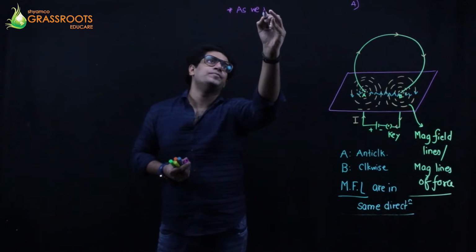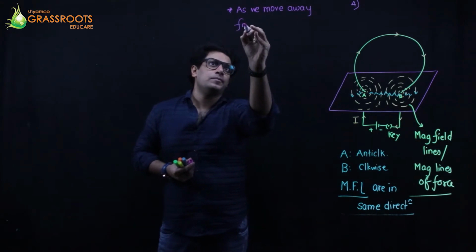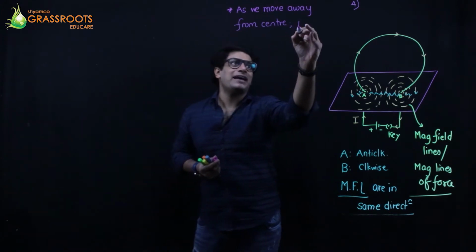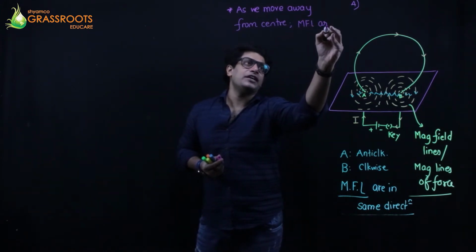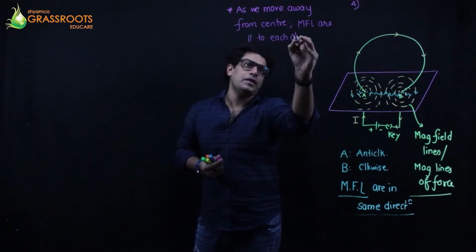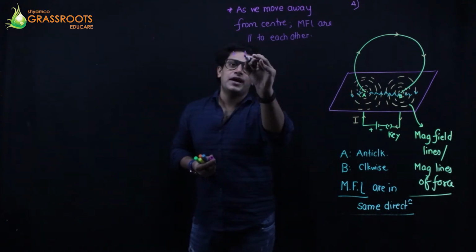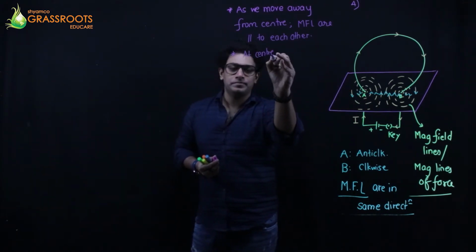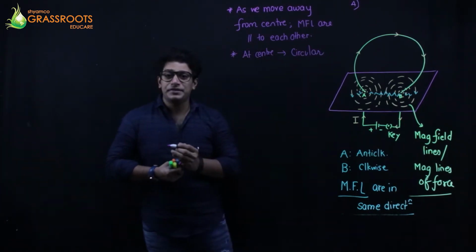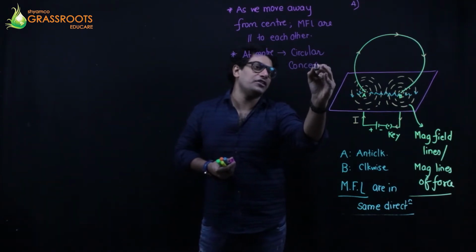As we move away from center, you know what happens? The magnetic field lines, they are parallel to each other, and at the center they are in circular motion. At center they are circular, right? Concentric circles, circular, concentric. I'm just writing the keywords.